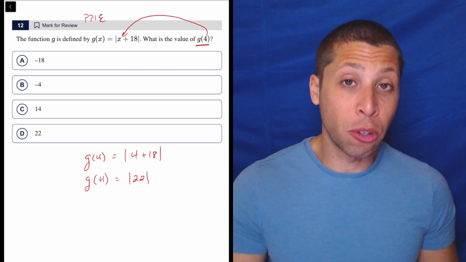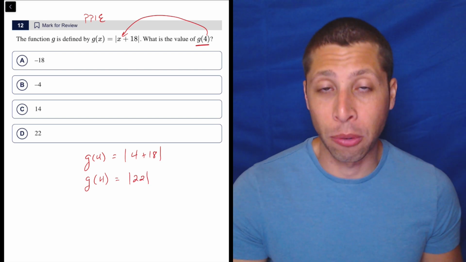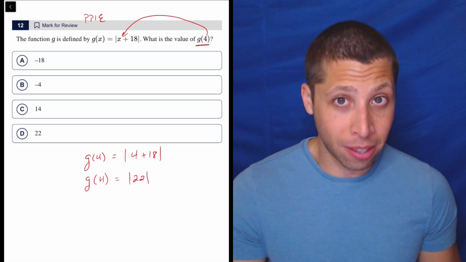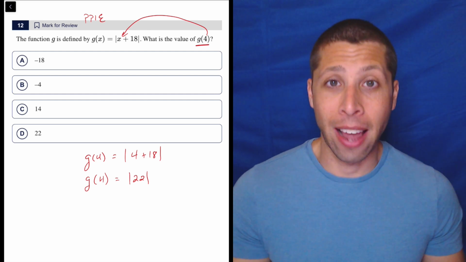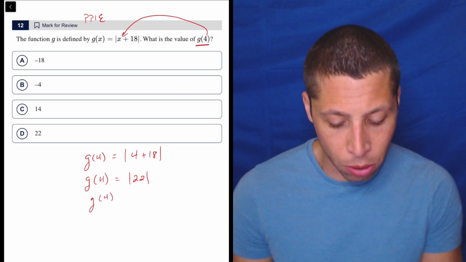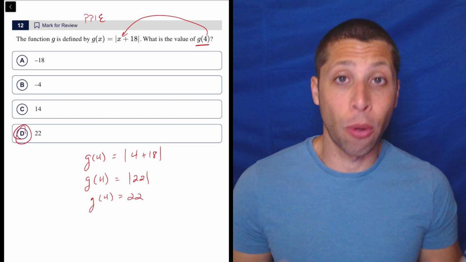So the last step of this is to apply the rules for absolute value. And they're very straightforward. If the number in the absolute value bars were negative, we would just make it positive, and that's that. If it's positive, nothing happens. It just stays. So the absolute value of 22 is just 22. So g of 4 is 22. That's it. That's the whole thing.